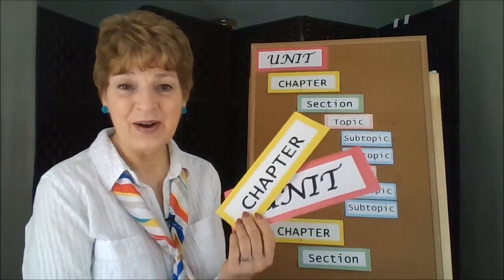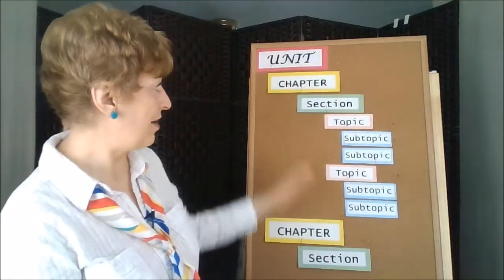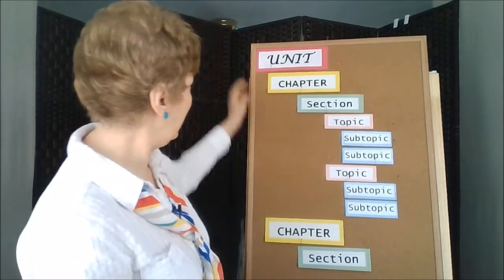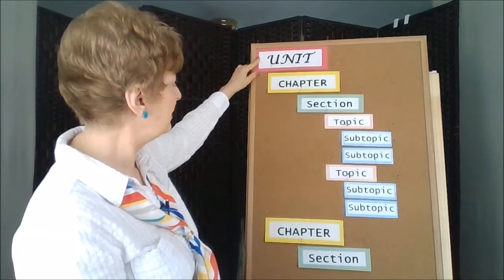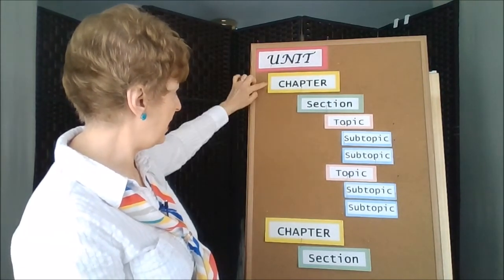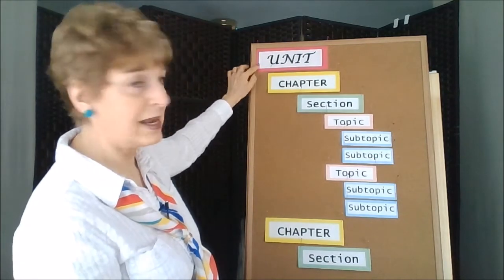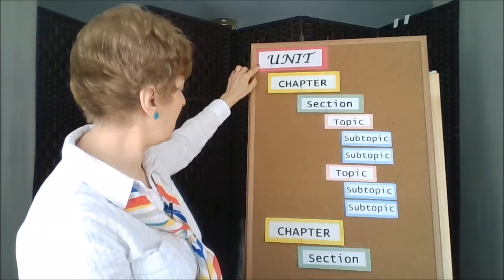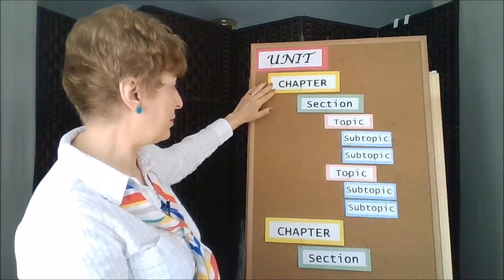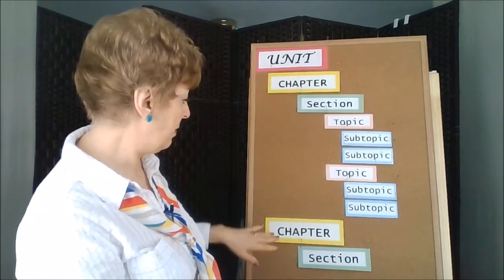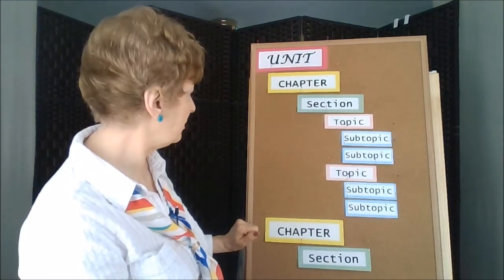Let's take a look at how our categories look if they're arranged much like a textbook would be. Here we have our main unit with our chapters. These two chapters would be within this unit. Let's say it's a unit on human biology. All right, so maybe we'd have a chapter on the respiratory system and maybe the skeletal system.